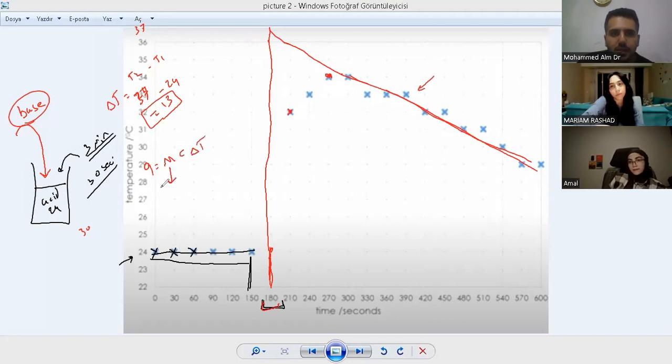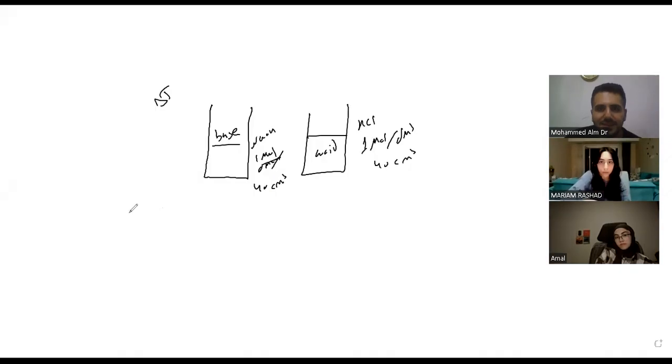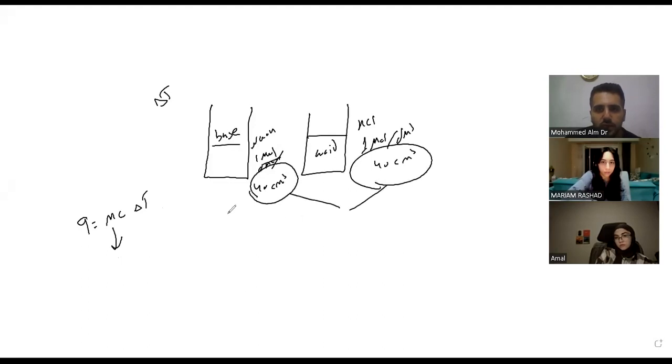What is m in here? We find it from the volumes. We used 40 centimeter cubed of base and 40 centimeter cubed of acid. So we add both volumes: we take the volume of acid and the volume of base, add them together, and we end up with 80.